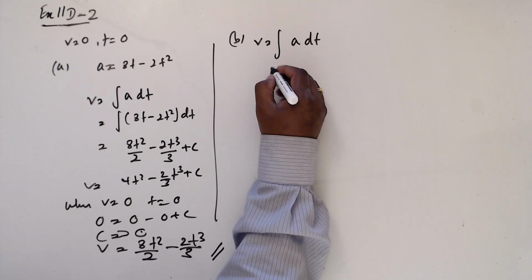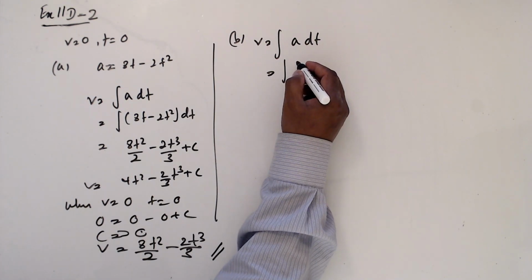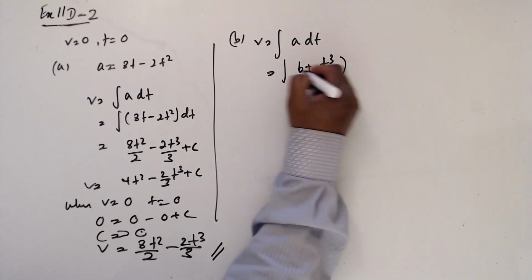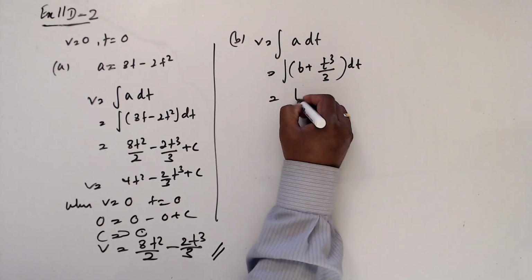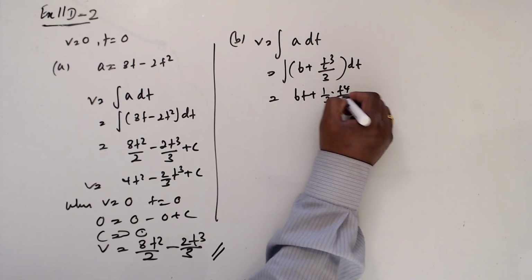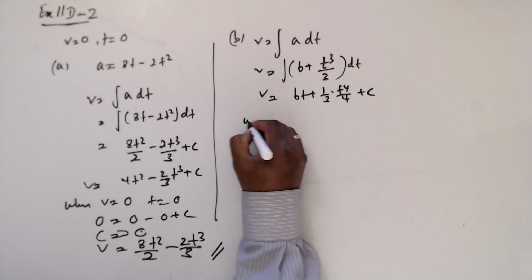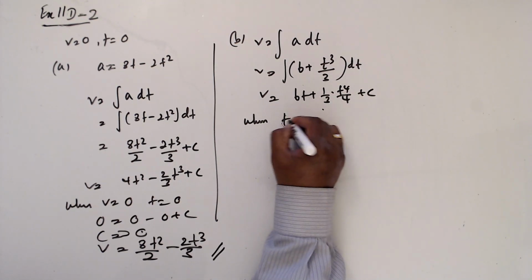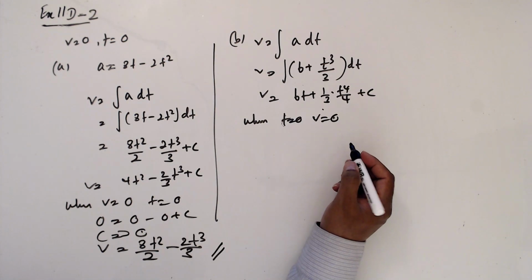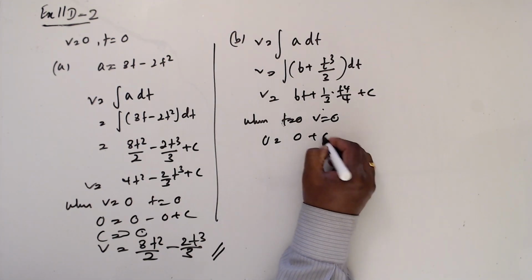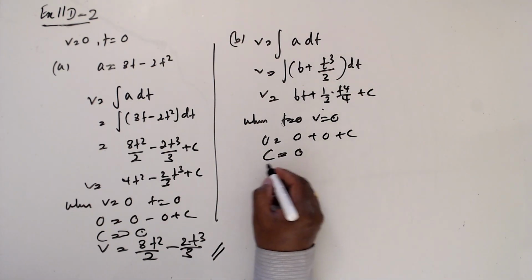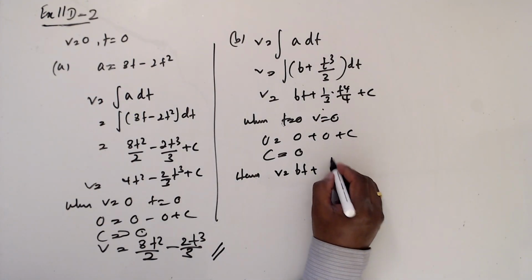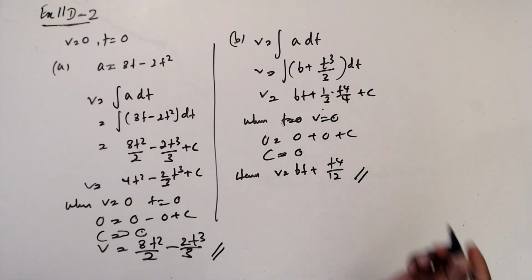And part B, still we need to find the velocity, so we have to integrate acceleration to get the velocity. A is given in the second part as 6 plus t cubed over 3, dt. So this is going to be 6t plus 1 over 3 times t to the 4 over 4 plus c. When t equals 0, v equals 0, then 0 equals 0 plus 0 plus c, so c is 0, hence v equals 6t plus t to the 4 over 12.